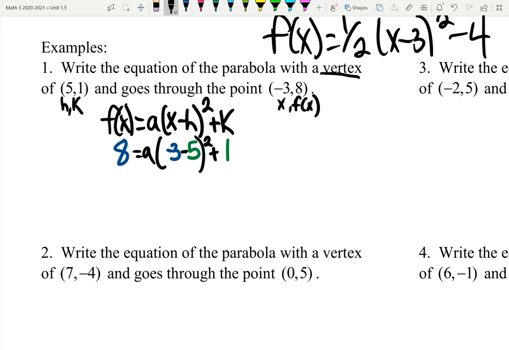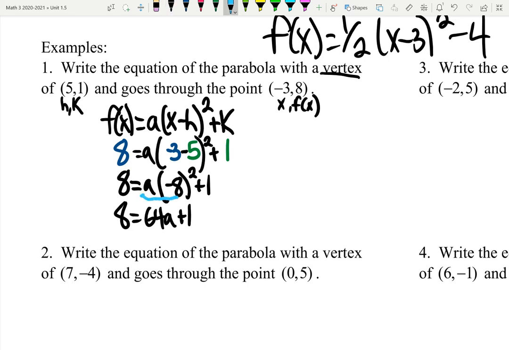Notice how the color helps you see what numbers I substituted. Now, it's a matter of simplifying this. -3 minus 5 is -8 squared plus 1. -8 times -8 is 64. A plus 1. Notice how I switched the order. Here it was a times -8 squared. I switched it to be in proper form.